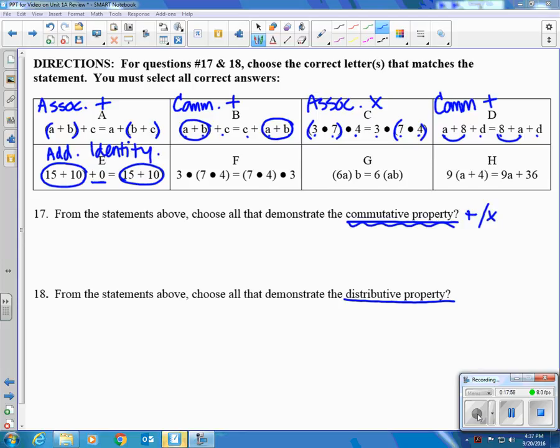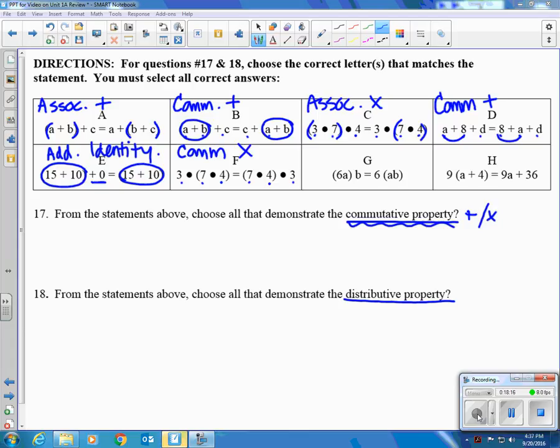This next one here, I have 3, 7, 4. I have 7, 4, 3. So clearly my order changed here. And it looks like what they did is they put the 3 at the front here and the 3 at the back here. So this is my changing order, commutative property of multiplication.